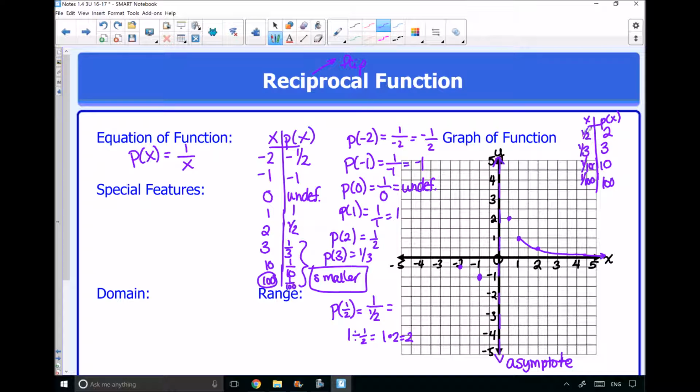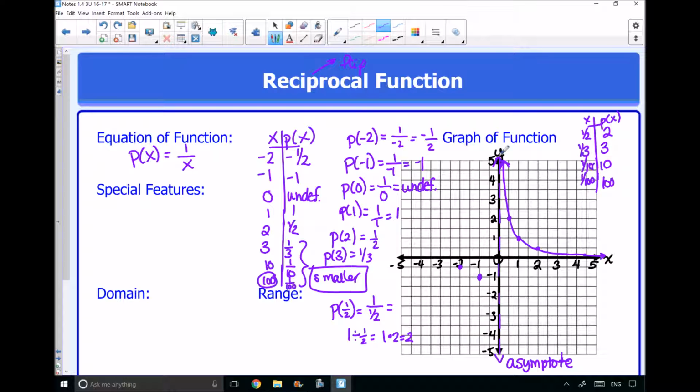So as this value gets closer and closer to 0, the y value, the corresponding output, is getting larger and larger, and it's going to try to approach infinity. That's why this is an asymptote, because it's going to get larger and larger and larger. It's going to try to touch the y-axis, but it can't, because I can't do 1 over 0. So that's what this side of my graph will look like, okay?